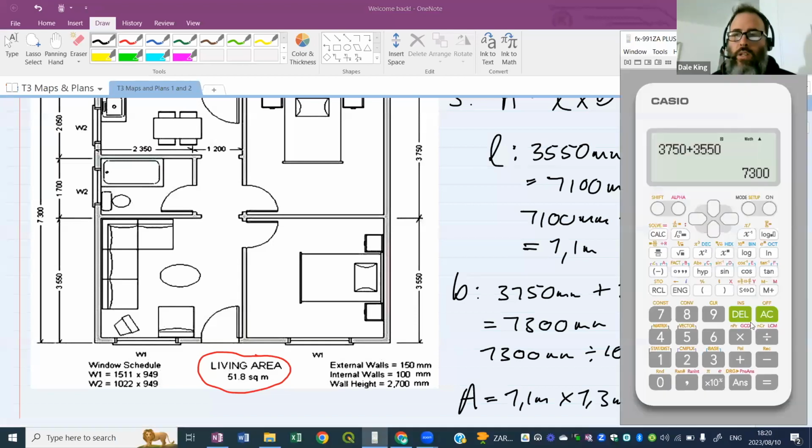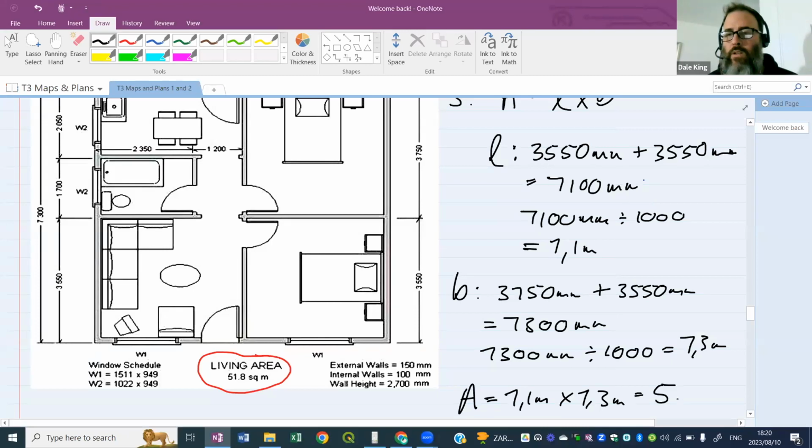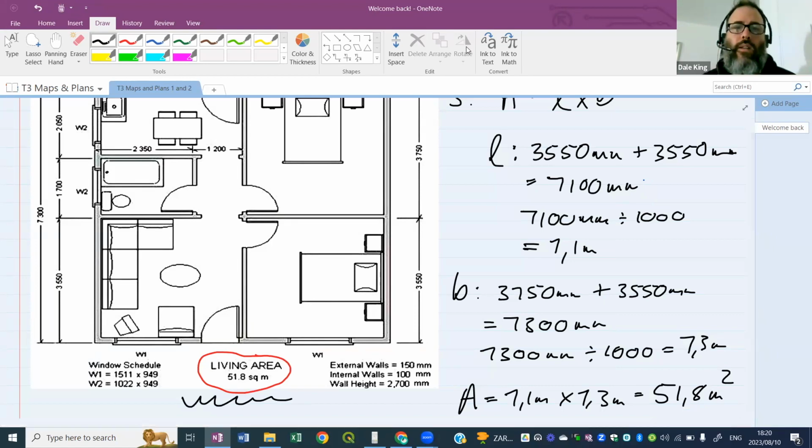You check on your side. What are you getting? The same thing, 51.8. Confirm that this is the area. And we can see here on the diagram, they say the living area is 51,8. So yes, they were right. They've done their calculations correctly. We're checking them, and well done. Khabo, thank you so much for your assistance. You're welcome, sir.